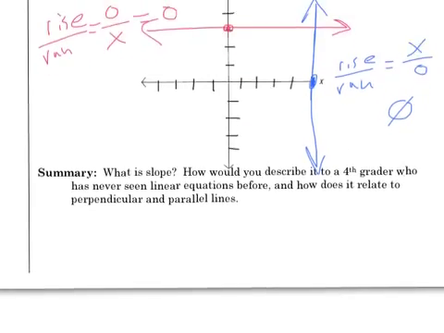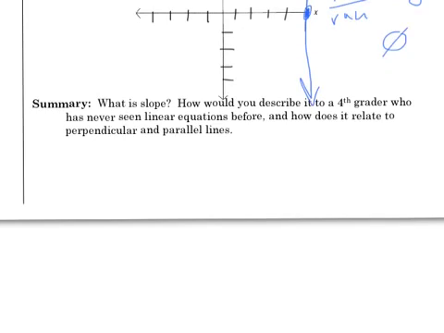Okay. For the summary, I want to know, what is slope? How would you describe it to a 4th grader who has never seen linear equations before? And try to work in, how does it relate to perpendicular and parallel lines? How can you use slope to determine parallel and perpendicular lines? This part might be a little hard to describe to a 4th grader, so if you could just tell me your best explanation of that. But I really want you to try and describe slope in like little kid terms.